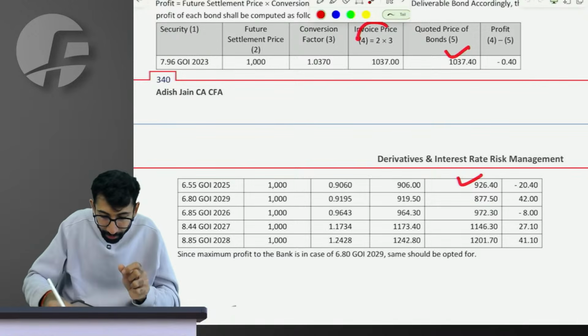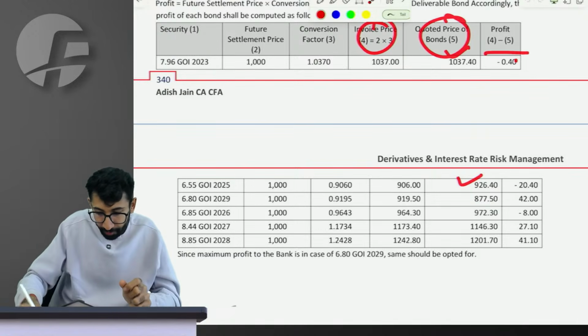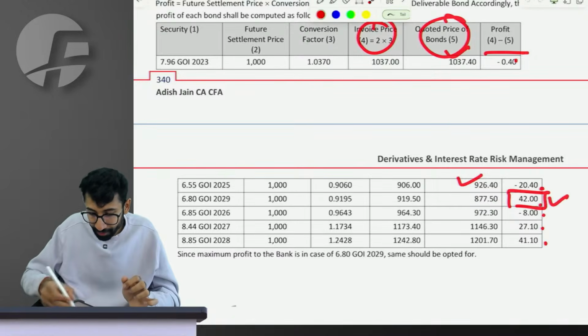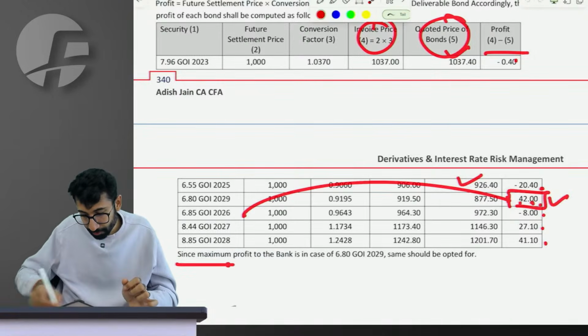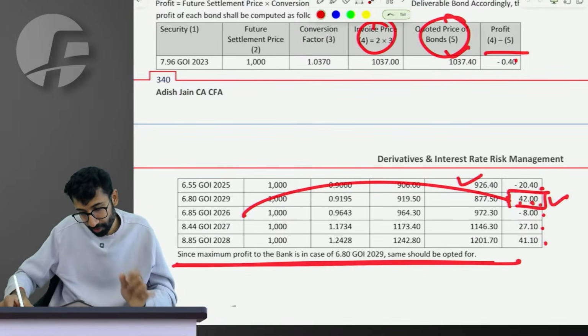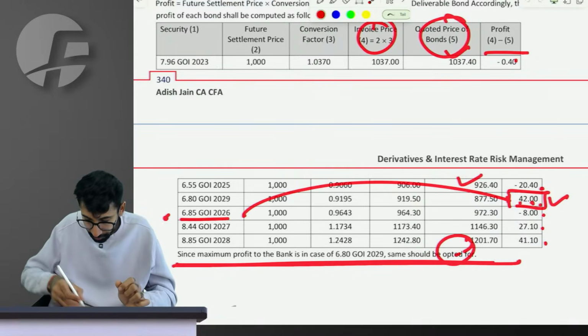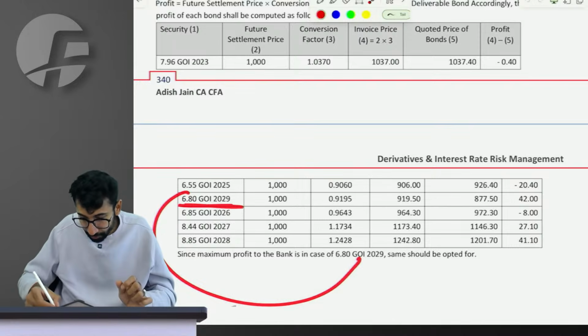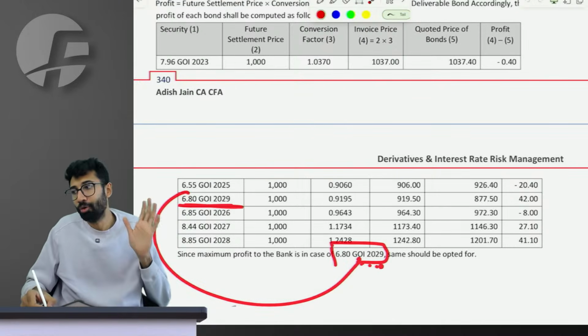For every bond, the inflow is there, the outflow is there. The difference is the gain or loss. In this bond, I will have a 42 rupee gain as compared to those. This is the best bond. So this is the bond which is cheapest to deliver, should be opted for: the 6.8% Government of India 2029 bond.